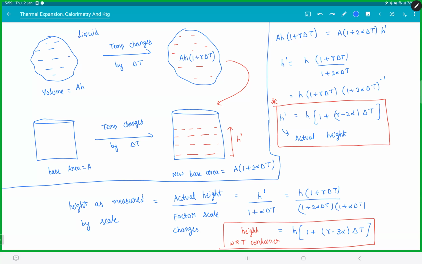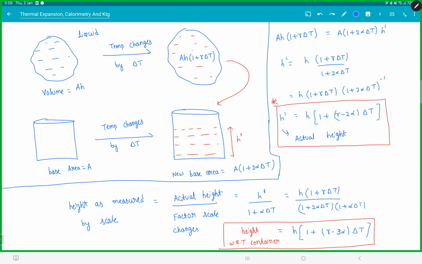Unfortunately, your container also expanded vertically. This resulted in the scale expansion, so your reading gets messed up. One of the reasons why, if you see in your chemistry lab and all, they use borosilicate glass. No one uses metal containers. Borosilicate glass has a very low alpha, even lesser than 10 power minus 5.